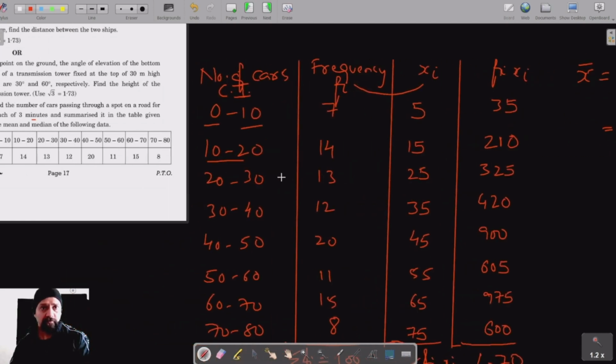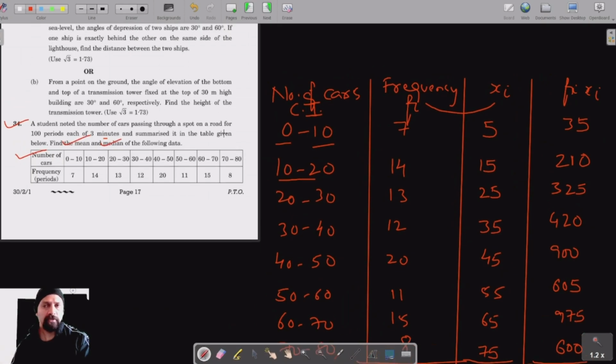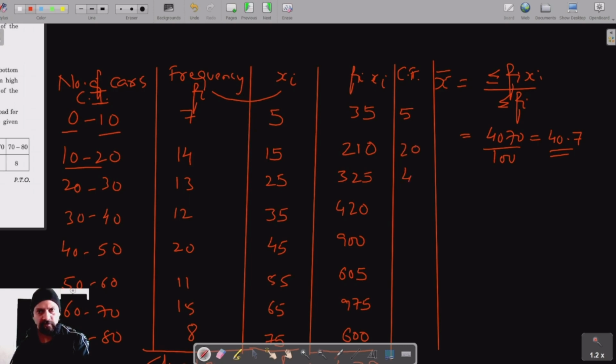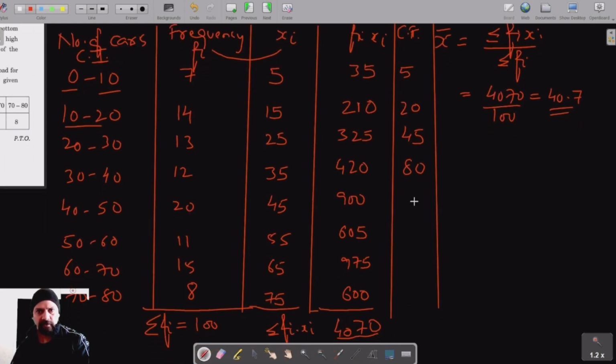Now let's find out the median. We have got our mean, and we know that to find the median, we have to get the cumulative frequency and find the median class. So let's find the cumulative frequency. The cumulative frequency is 7, 7 plus 14 is 21, 21 plus 13 is 34, plus 12 is 46, plus 20 is 66, plus 11 is 77.